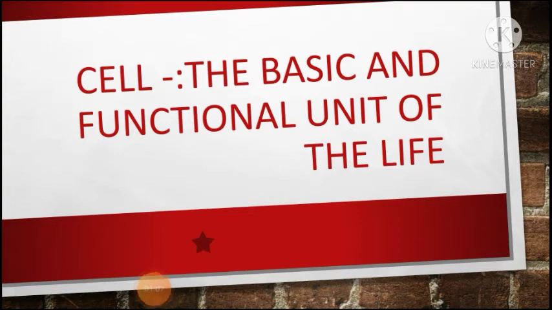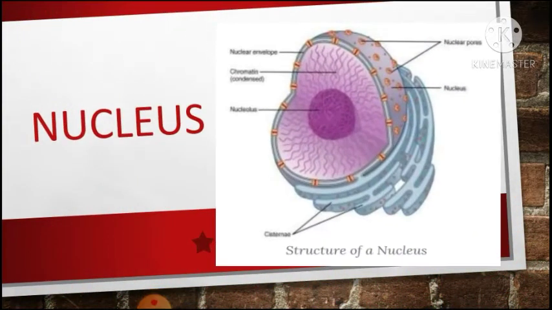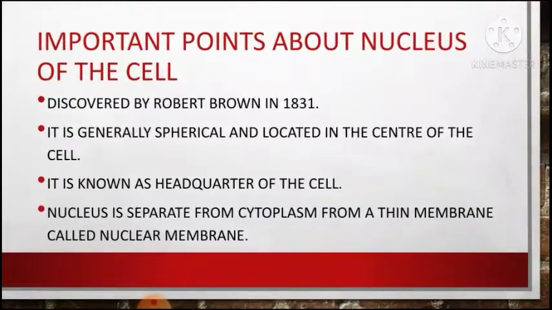Now let us see the first organelle, that is the nucleus. It is also called the control center of the cell. Floating within the cytoplasm, at the center, is a small spherical body called the nucleus. It was discovered by Robert Brown in 1831. It is generally spherical and located at the center of the cell.